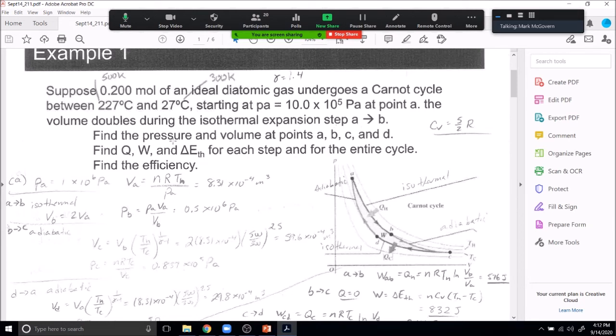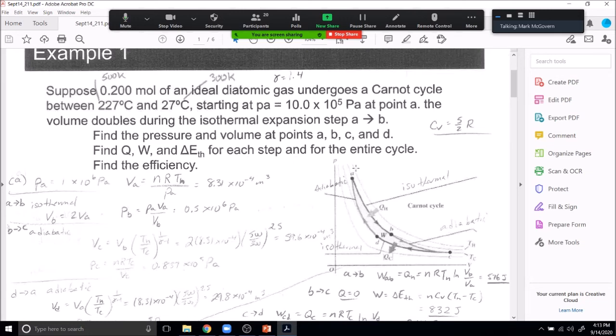The volume doubles during the isothermal expansion, which is step A to step B, and we need to figure out a lot of things here. Pressure and volume at all locations, and Q, W, and delta E thermal for each step and for the entire cycle, and we want to know what the efficiency is.